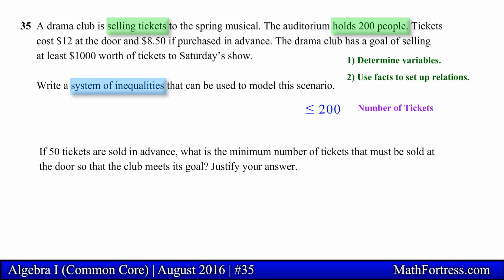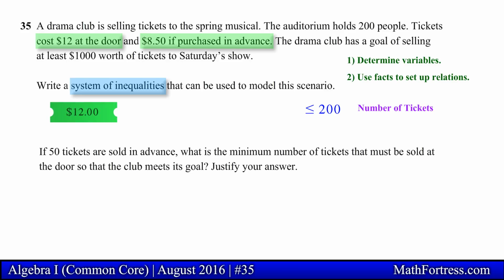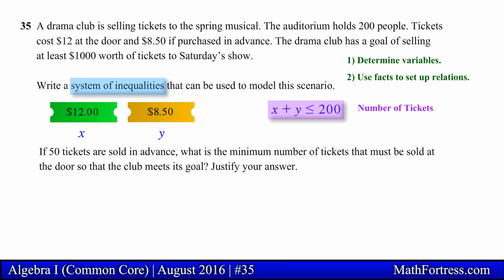equal to 200. We also know that there are two types of tickets, those that cost $12 and those that cost $8.50. So we can use two variables to represent the quantity of each ticket. In this case, the variable x will represent the $12 tickets, and the variable y will represent the $8.50 tickets. So the first relation can be written as x plus y is less than or equal to 200.